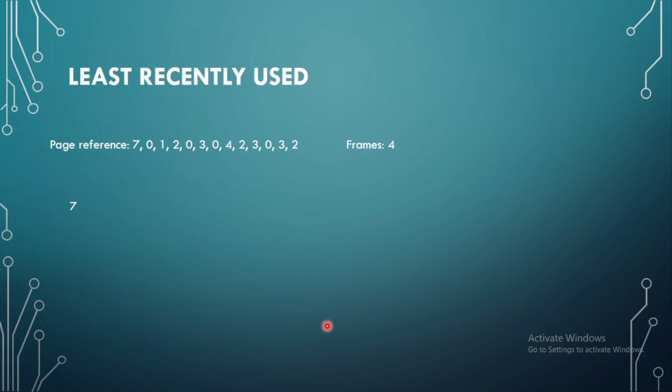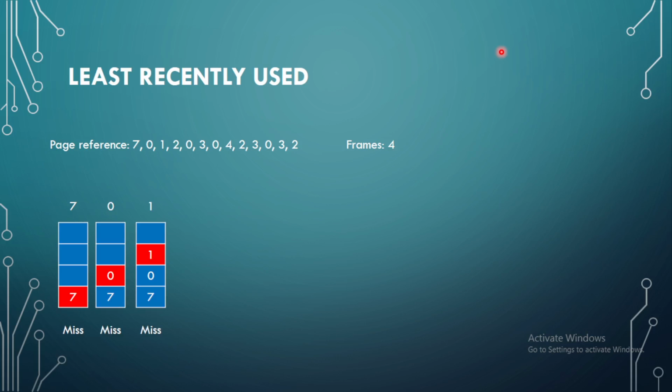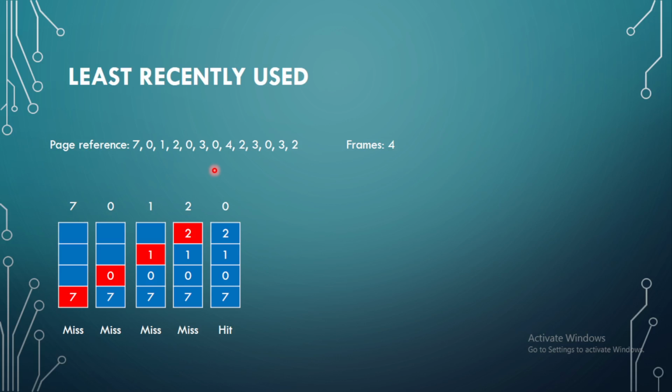Now we are here. 7 is not available in the primary memory, so there is a page fault. And 0 is not available, there is a page fault. 1 is not available in primary memory, there is a page fault. 2 is not available in the primary memory, there is a page fault. And then 0 is already available in the primary memory, so there is no page fault, it's a hit.